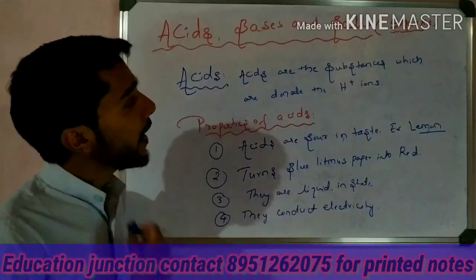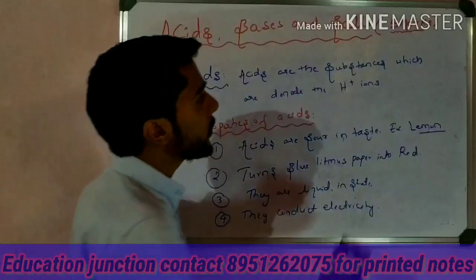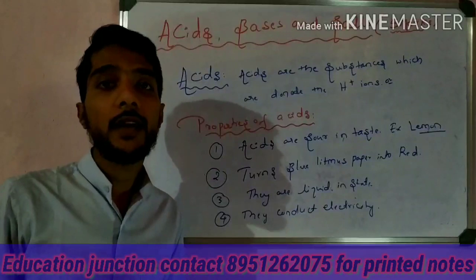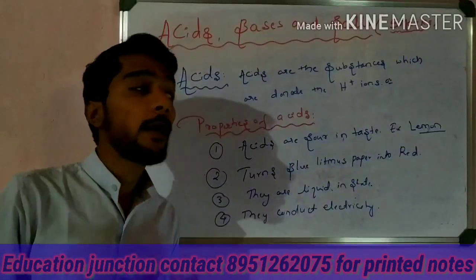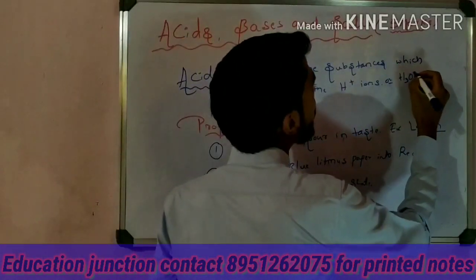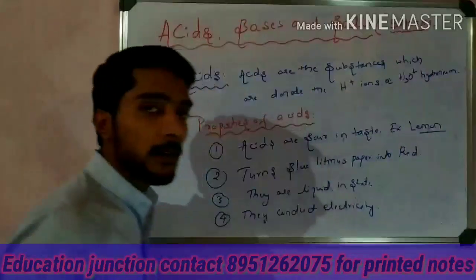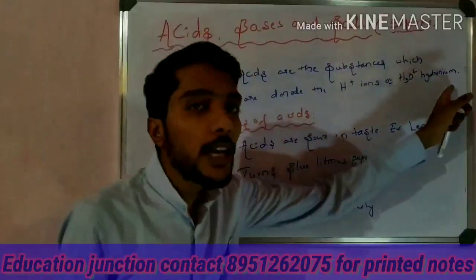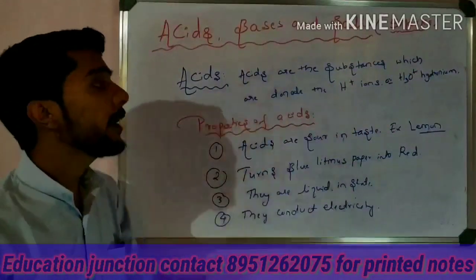What are acids? Acids are the substances which donate H plus ions. Also, when we add acid into water, we call it dilution of acid. Take water and add acid drop by drop, then the H plus ions also convert into hydronium. That is very important. It is the same as H plus ions, or you may call it hydronium ions, H3O plus ions. That is the meaning of acids.